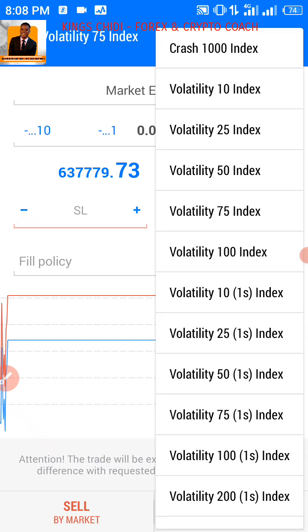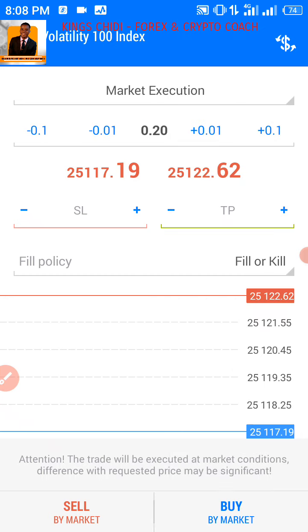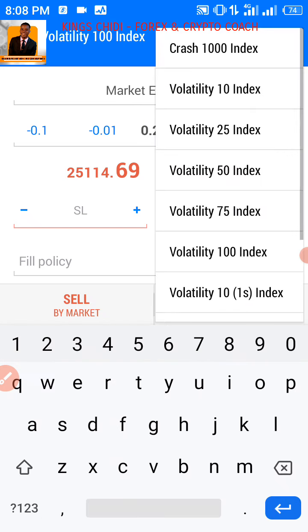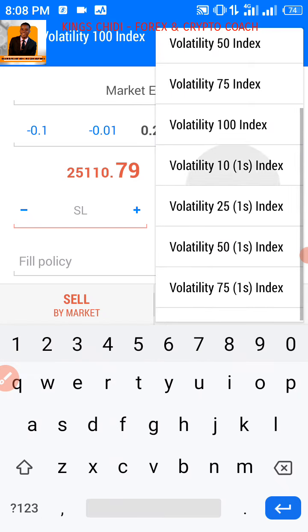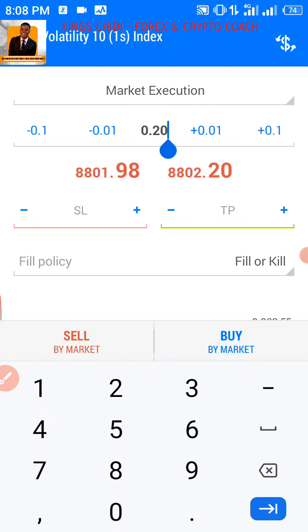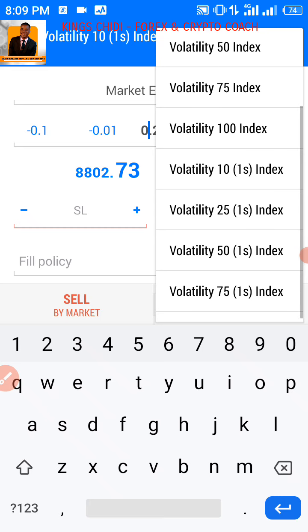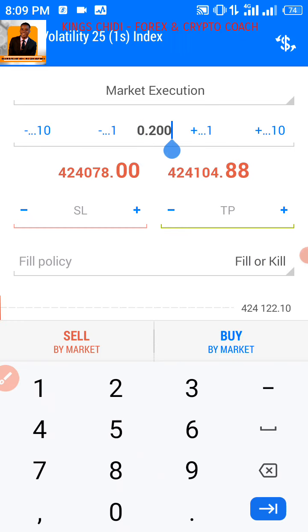Now the next one is volatility 100. This is the lowest lot size. 0.20. The next one is volatility 101x. That is the lowest lot size. 0.20. So the next one is volatility 25 1s. This is not the lowest lot size. You can see the last one we checked was volatility 101x, and the lowest lot size was 0.20.